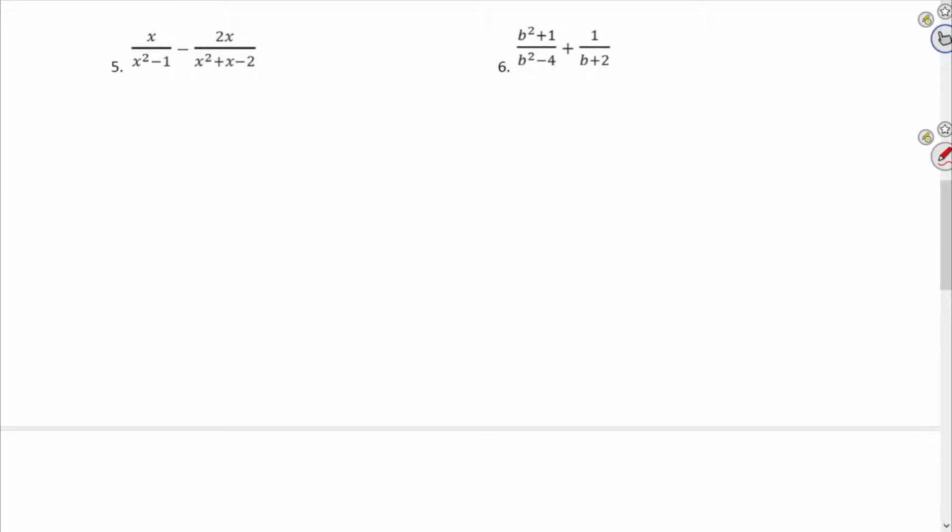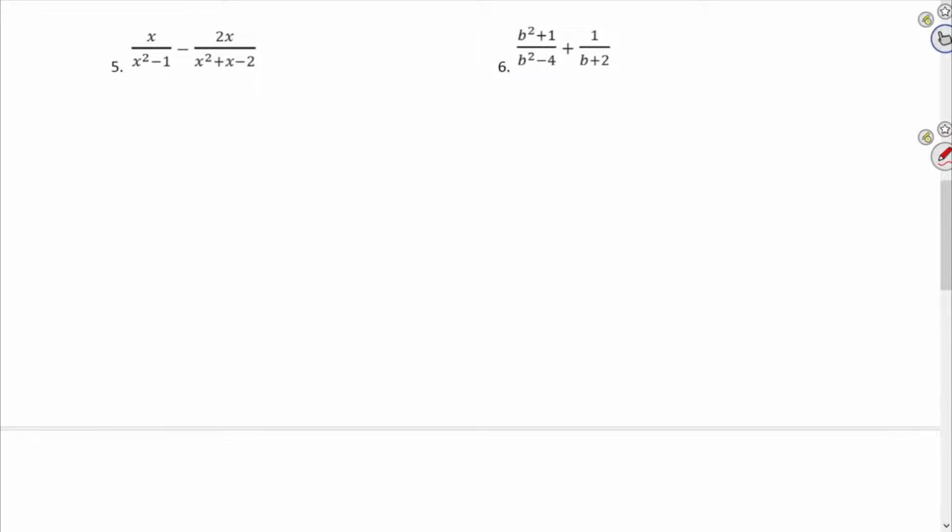So for example, number 5, I multiply top and bottom here by x squared minus 1. Don't do this, by the way. And this by x squared plus x minus 2. It gets really messy. You have cubic equations to deal with. So don't do that. You first want to factor the denominators.